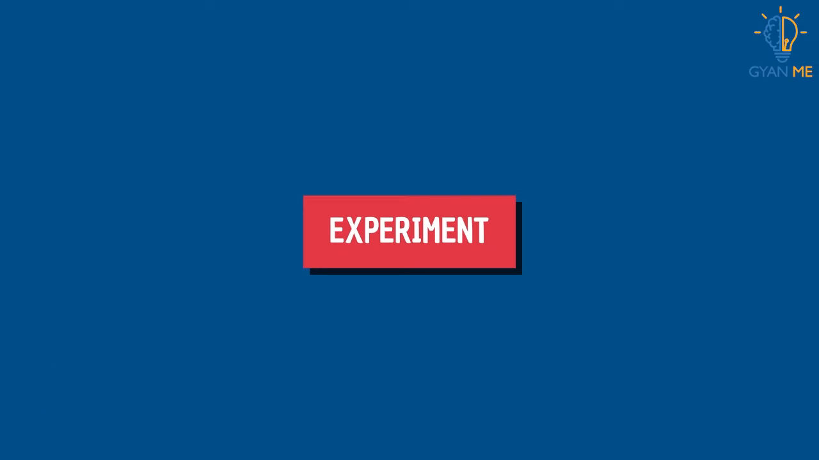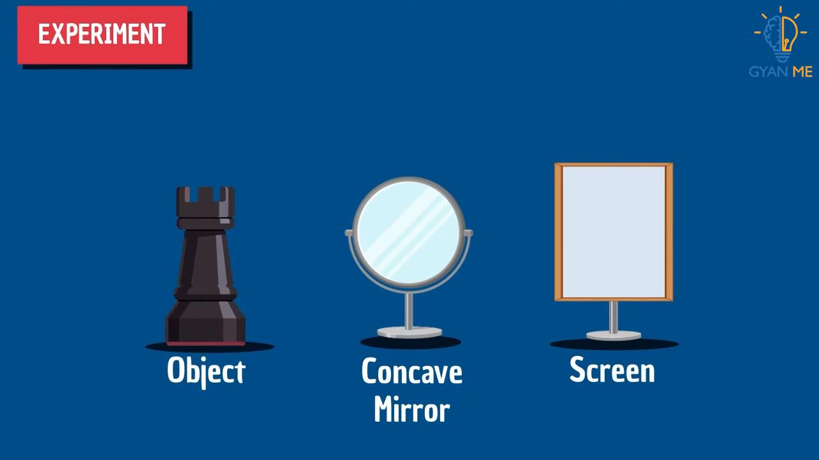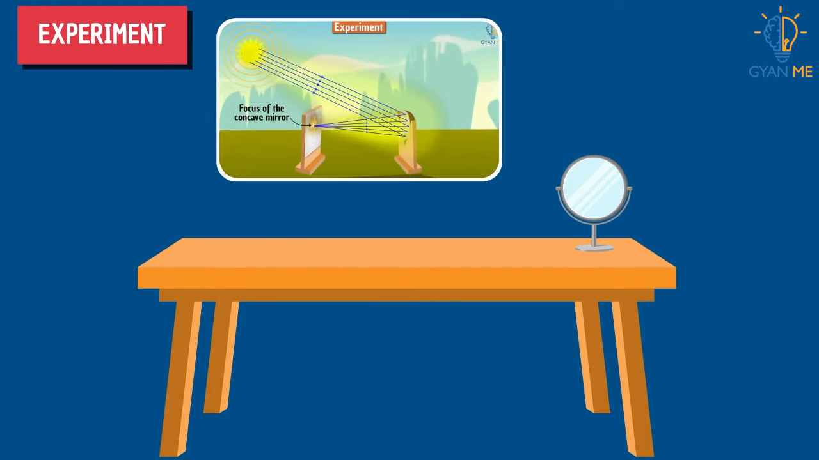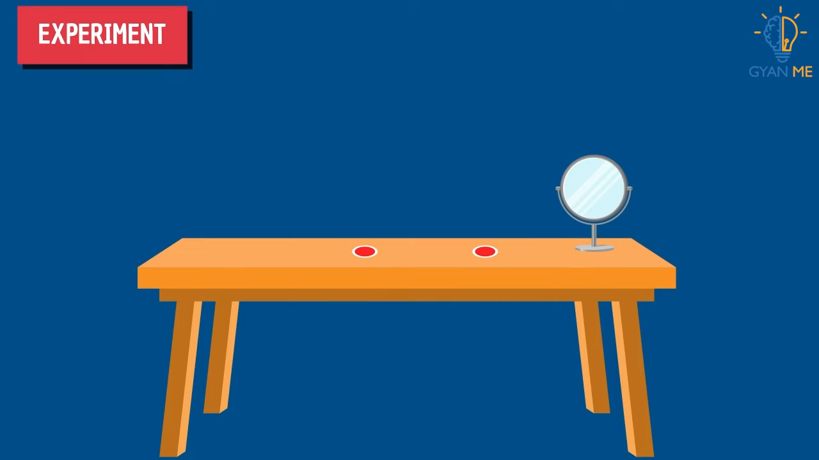For that, let's set up an experiment. So what do we need? A concave mirror, a screen, and an object. So take a concave mirror. Find out its approximate focal length. You know how. We have already taught you. Note down the value of focal length.